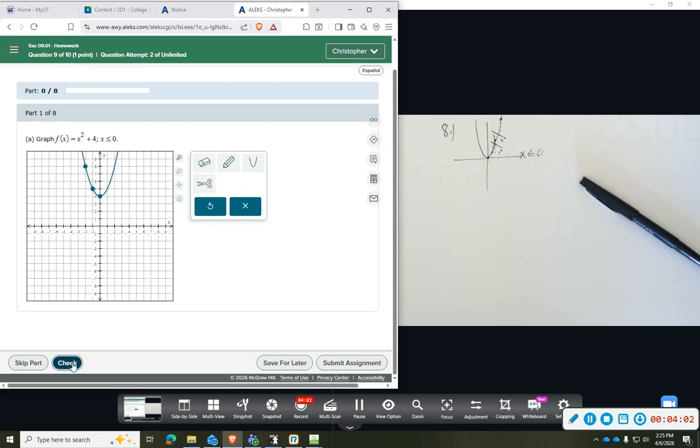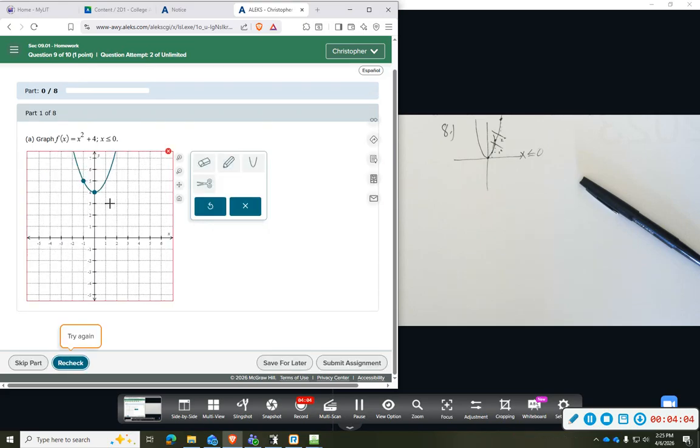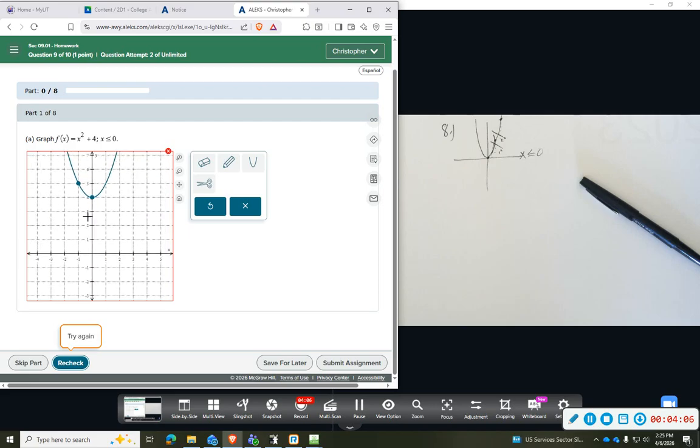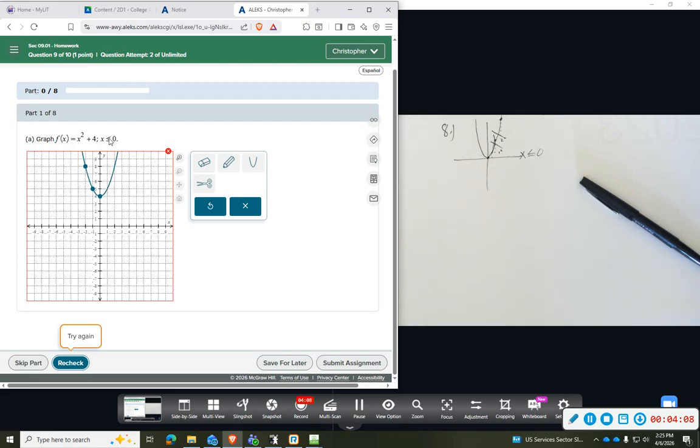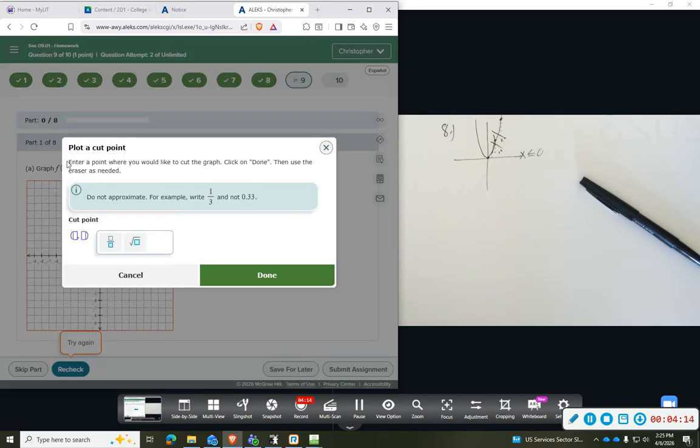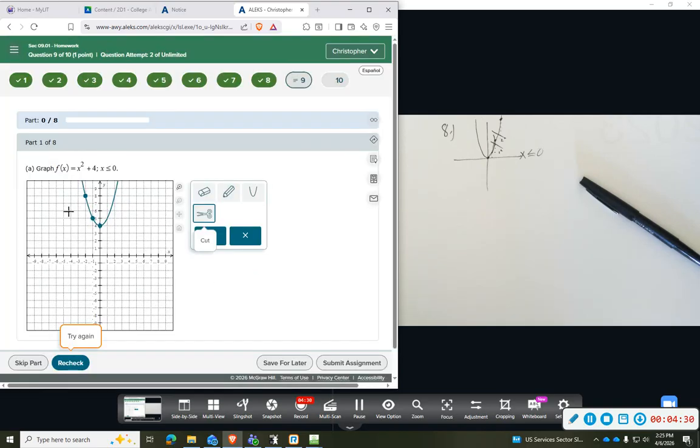Let's zoom in. Oh, my bad. We gotta cut the left side off. So I want to only graph the left side, so I need to cut. So what it tells you is that we're going to enter a point where you would like to cut the graph, then click done, and then we're going to use the eraser. All right, so we want to cut it in the center where the vertex was, so that was at 0, 4. The vertex was 0, 4.